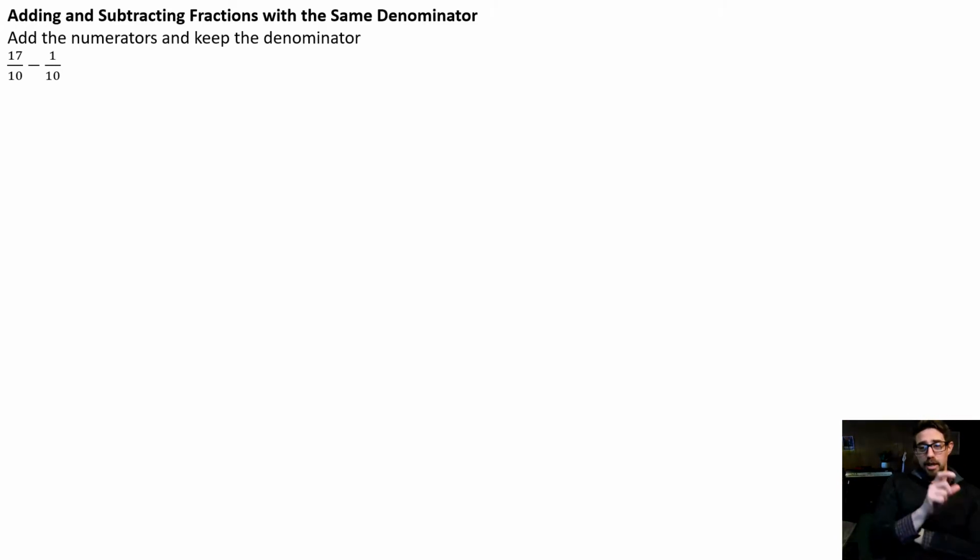All right, so the denominator, remember the common denominator is what this is called, stays the same. That does not get added. That doesn't change at all. You just combine the numerators, so either add them or in this case subtract them, but it works the same either way. It's that simple. If I give you 17 tenths minus 1 tenth, you just subtract the numerators and you get 16 tenths. That's probably too easy.